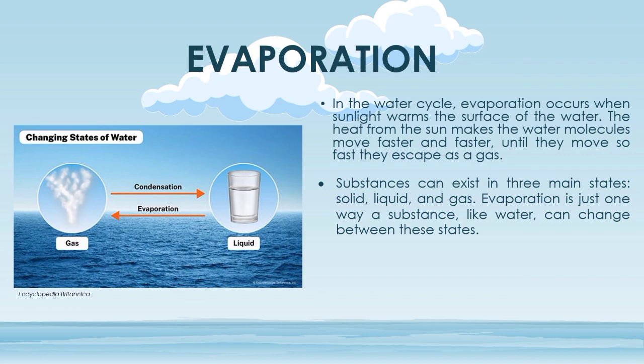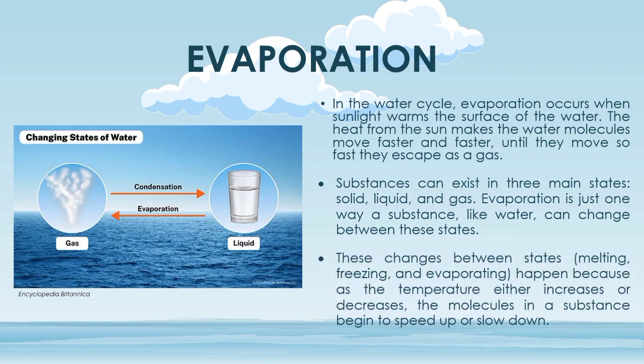These changes between states, like melting, freezing, and evaporating, happen because as the temperature either increases or decreases, the molecules in a substance begin to speed up or slow down. These changes in state are mainly because of the temperature. So as the temperature of liquid water falls low enough, it freezes and solidifies into ice. If water is heated sufficiently, it will melt and change back into a liquid. Further heating causes the water to evaporate and turn into water vapor.